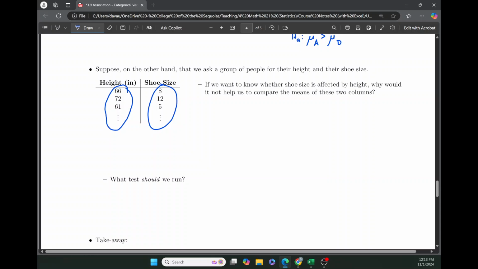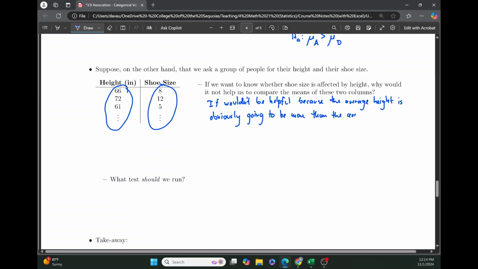Why not? It wouldn't be helpful because the average height is obviously going to be more than the average shoe size. We are not comparing like things.